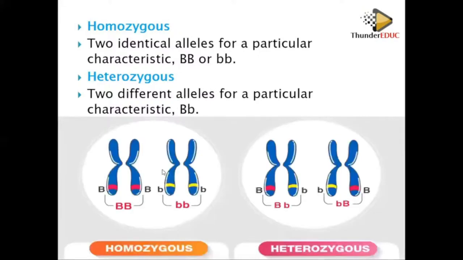If you look at this picture, you'll find out that in homozygous, they are found on the same locus, the same location. This one and this one, and this one and this. While if you look at heterozygous, it is the same location but different letters. So this is homozygous recessive, this is homozygous dominant, and this is heterozygous. For the case of heterozygous, we don't say recessive or dominant, we just say heterozygous.